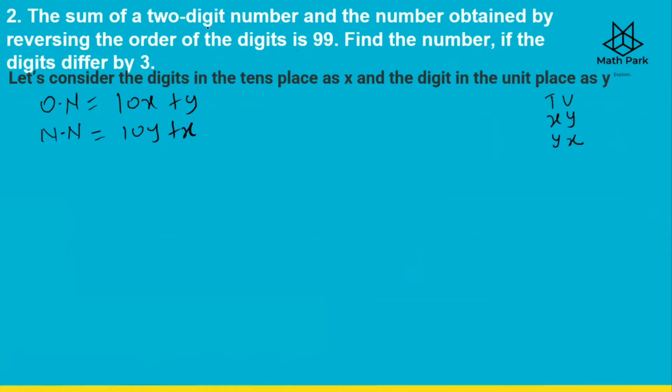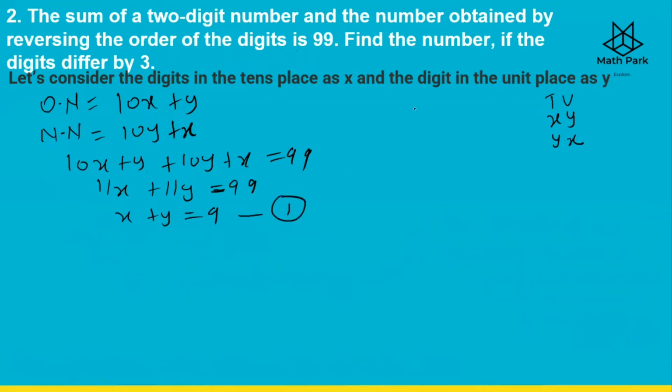Then it says the sum of this 2-digit number and the number obtained by reversing the order is 99. So that means adding these two, original and new, we get 99. 10x plus y plus 10y plus x is equal to 99. 10x plus x is 11x, y plus 10y is 11y, is equal to 99. Divisible by 11 throughout, dividing this whole equation by 11, we get x plus y is equal to 9. Let this be equation number 1.